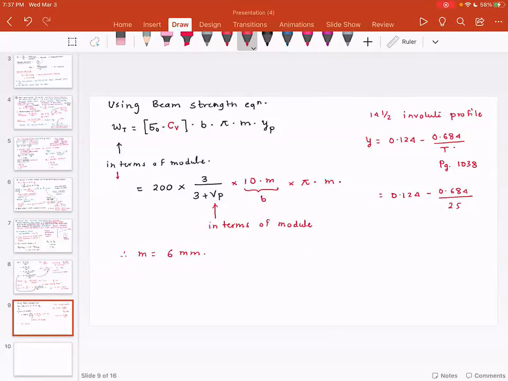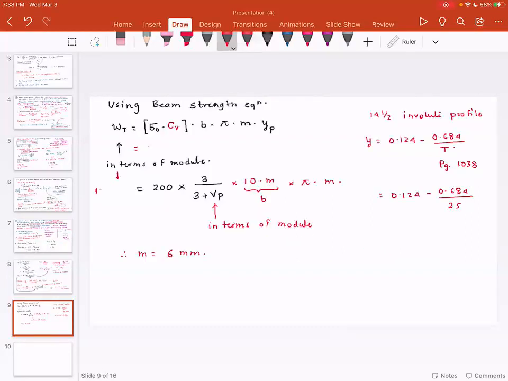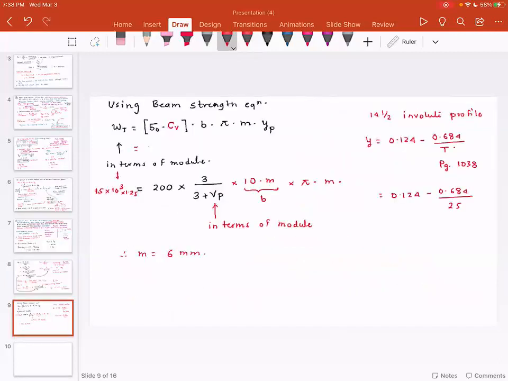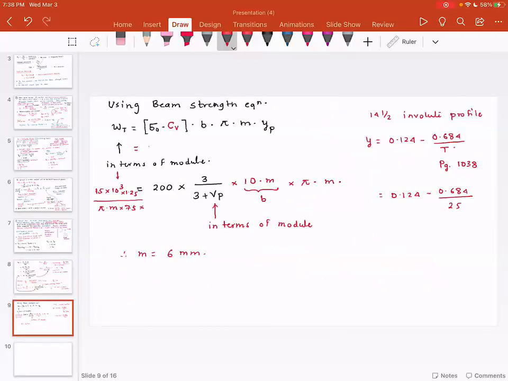So what you can do is substitute the value for WT. I'll just make it a little bit simpler. WT is over here, which is 15 times 10 to the power 3 multiplied by 1.25, divided by VP, which is pi times M multiplied by 75, pi times M multiplied by 75 multiplied by 1500 divided by 60.